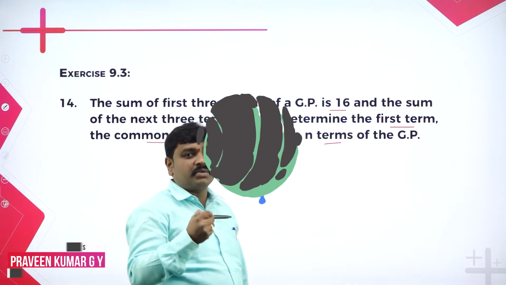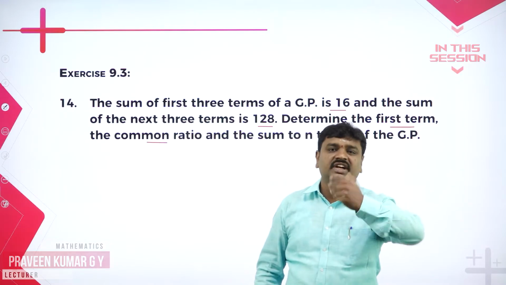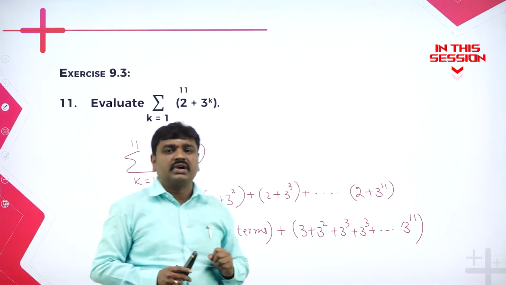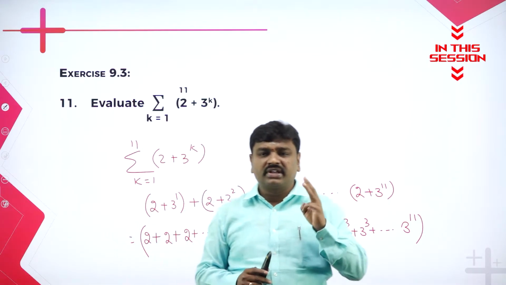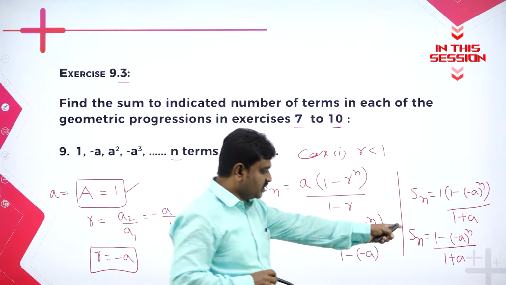Here we can't take a by r, a, r, because not only the first three terms, they are also introducing the next three terms. So in the place of k, if you put 1, you will get the first term. In the place of k, if you put 2, you will get the second term. In the place of k, if you put 3, you will get the third term, like that, and so on. Even if you take r greater than 1, after rearranging, you will get the same answer.